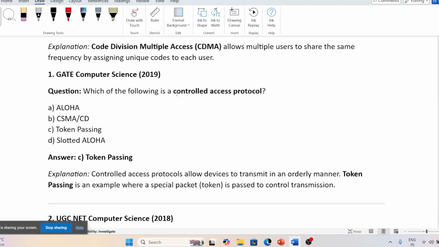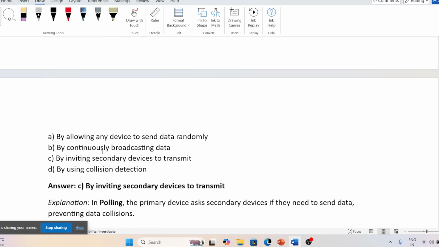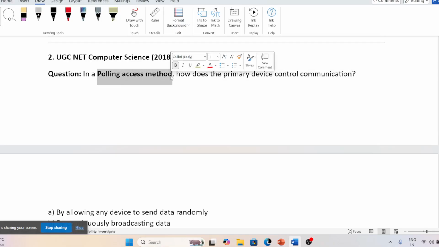Now which of the following is the control access protocol? Control कौन सा? ALOHA नहीं, random है, CSMA random है, टोकन पासिंग यस, ये आपका किसके अंदर है? कंट्रोल एक्सेस प्रोटोकॉल के अंदर आता है। इसमें रिजर्वेशन आता है आपका, मेथड एक और आता है, पोलिंग आता है और टोकन पासिंग, तीन मेथड आते हैं। पोलिंग एक्सेस मेथड, how does the primary device control the communication, कैसे यहाँ पे कंट्रोल करेगा? तो जो प्राइमरी डिवाइस है वो कैसे काम करता है?